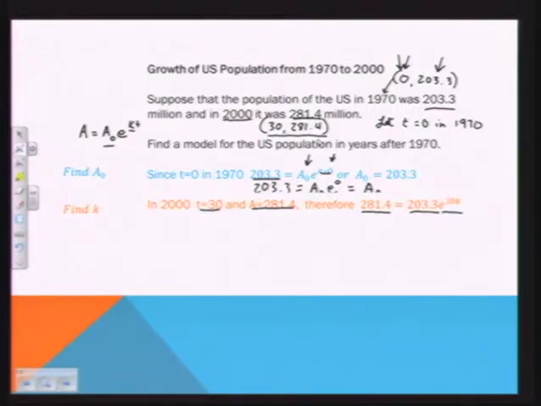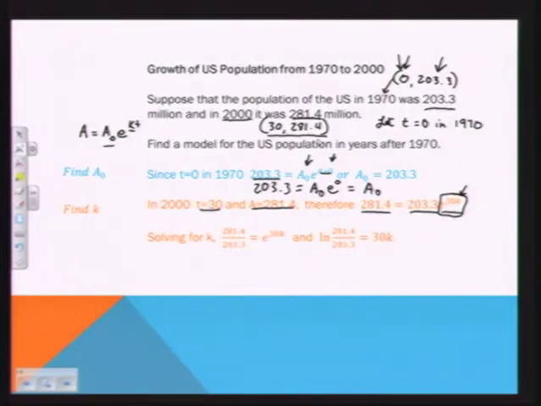Now we've got an exponential equation, and it involves k, which is what we want to solve for in this case. And if you'll recall from when we solved exponential equations, we first want to isolate the expression that involves k, and that is e to the 30k. So we divide both sides of our equation by 203.3, and that gives us a number, 281.4 divided by 203.3, and that is going to equal e to the 30k.